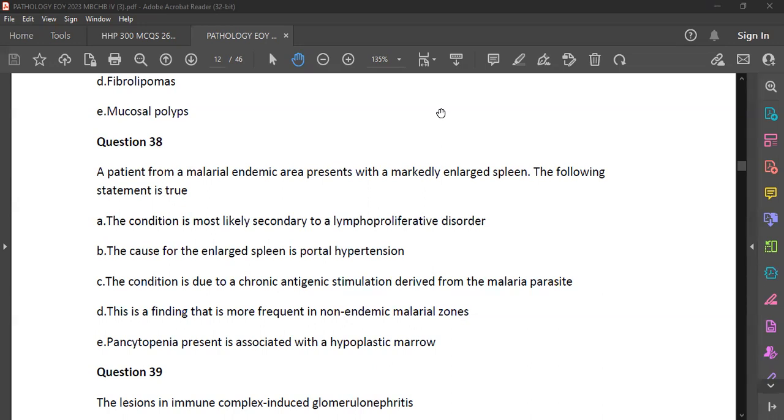You see, they explain like people in the lake region, in Kisumu and those areas, they are repeatedly attacked by malaria, by the mosquito bites, and they have repeated bouts of exposure to the malarial antigen. And due to that, they develop this chronic malaria known as hyperreactive malaria splenomegaly. And hence, the most correct answer is going to be the condition is due to a chronic antigen stimulation derived from the malarial parasite.